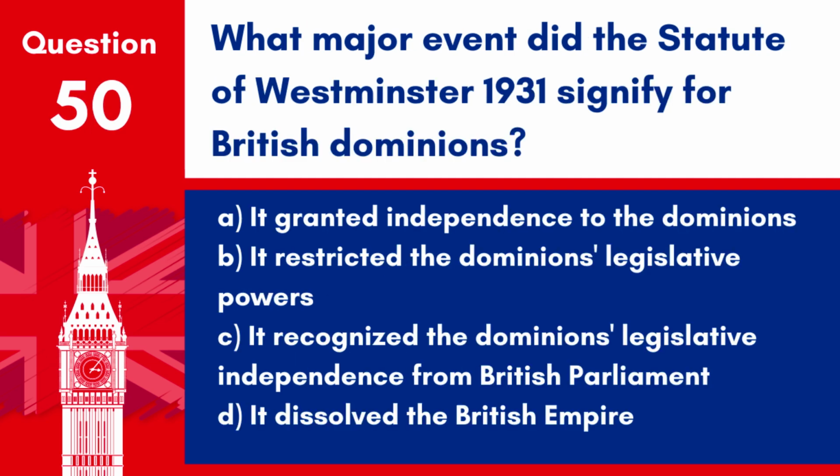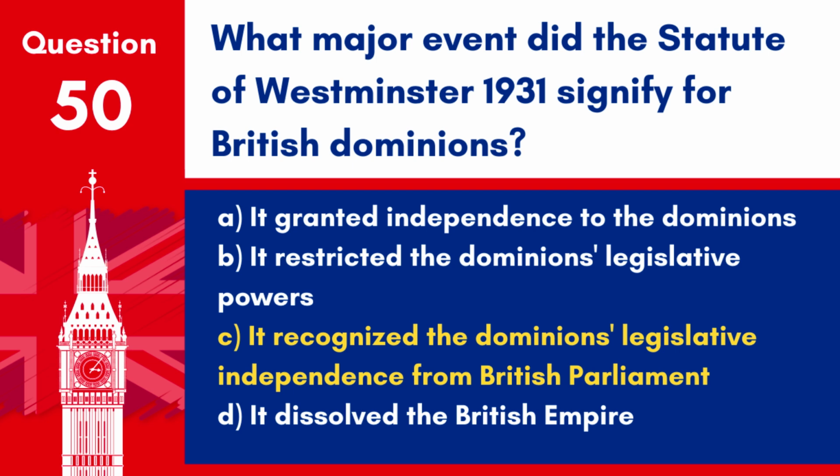Question 50. What major event did the Statute of Westminster 1931 signify for British dominions? A. It granted independence to the dominions. B. It restricted the dominions' legislative powers. C. It recognised the dominions' legislative independence from British Parliament. D. It dissolved the British Empire.